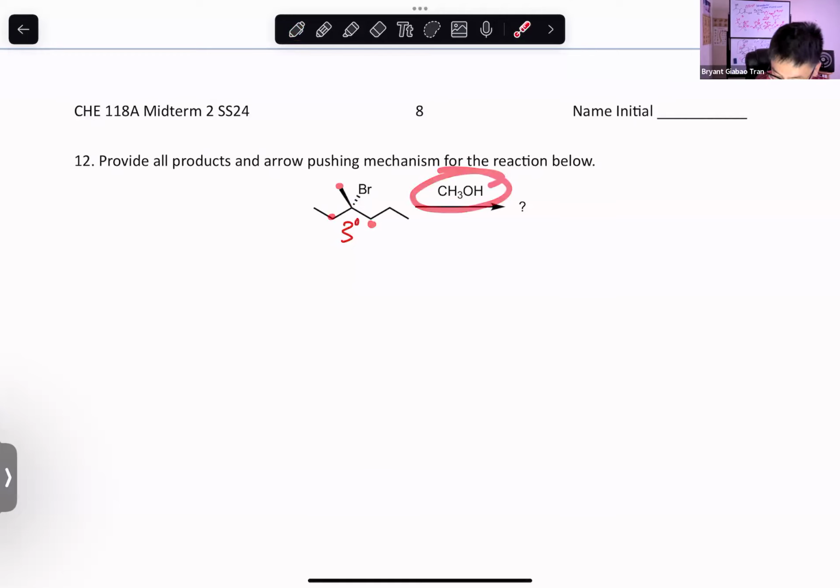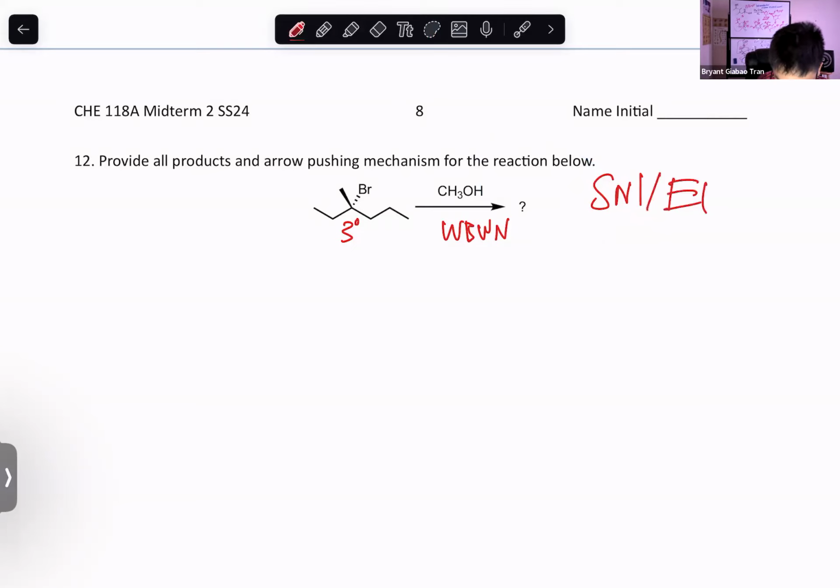Now, what kind of base and nucleophile is this methanol here? This neutral alcohol. Weak base, weak nucleophile, right? Which is a big indicator for what kind of reaction? SN1, right? SN1 or E1, but SN1 can be the major product. So let's just go for the SN1 products. I don't know if he wants both, but let's do both just in case. But SN1 is major.